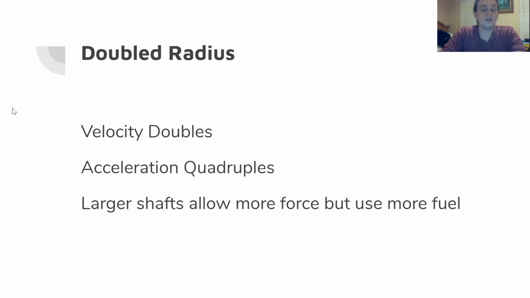However, maximum acceleration quadruples when you double the radius. So it consumes 4 times as much fuel and can do twice the amount of work. So that's the trade-off that you have to make with increasing the radius of the rod.